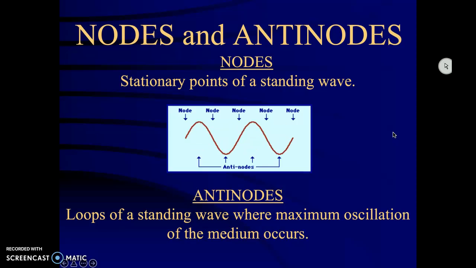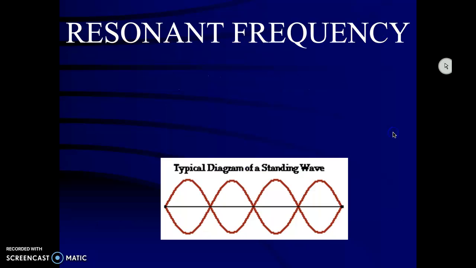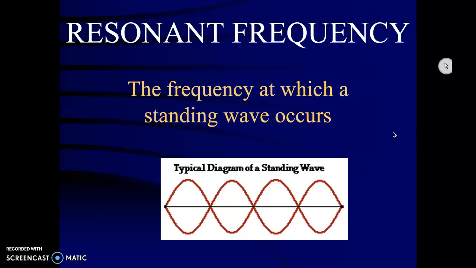So just one of the last things that I wanted to talk about with you as you move on. The result is something called resonant frequency. The resonant frequency is the frequency at which a standing wave occurs. So we have the same amplitude, the same wavelength, and that is called resonant frequency. And if you know the wavelength and the amplitude, you can calculate the resonant frequency of a standing wave.